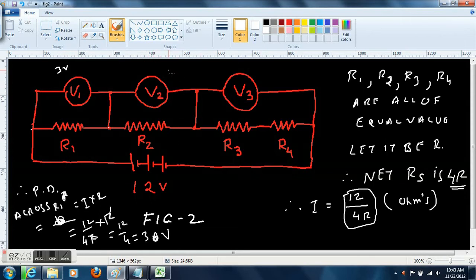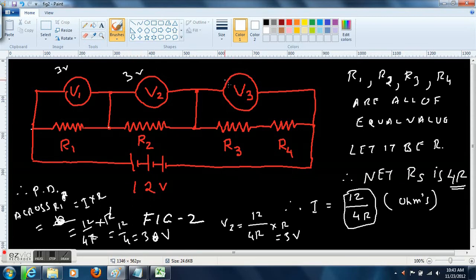Similarly for V2, it will be the same current flow into resistance, which is R, so the same, it will be 3 volt.